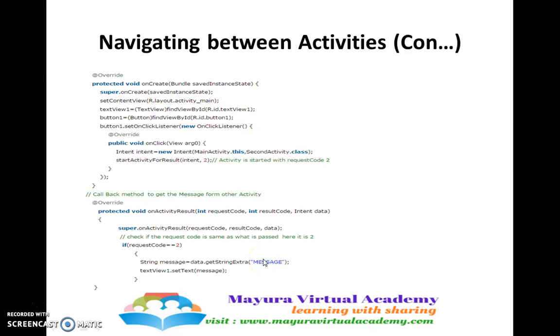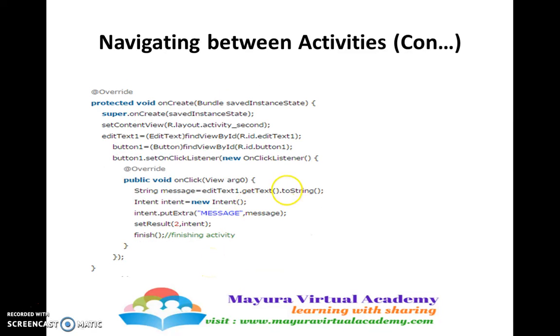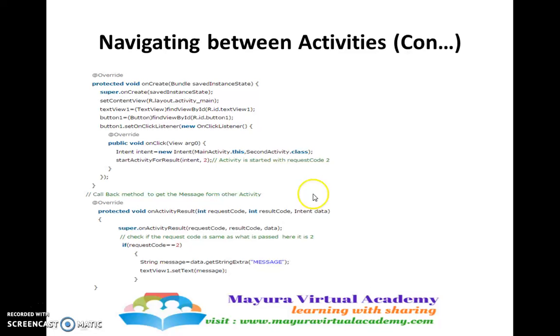When these two match, we can get back the data that has been sent from the second activity in the main activity using the intent that is present in onActivityResult. Through that intent object we can get string or integer or boolean or any other primitive data types. In our case we are sending the string, that is message, so we can get back the string data using getStringExtra with the key value that is message.